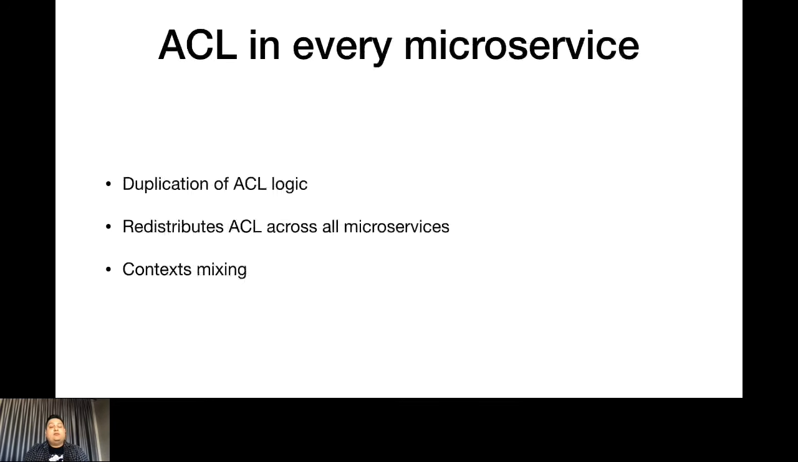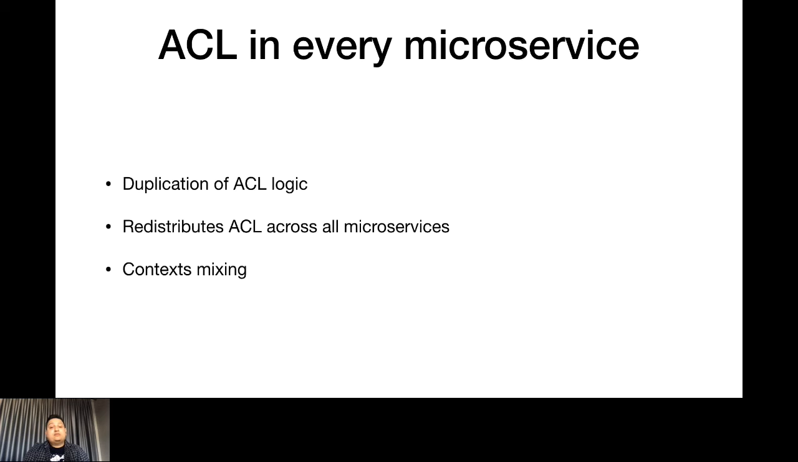The second approach is to have our ACL in every microservice. And it's not the best solution because we have duplication of our ACL logic, users management, and some kind of stuff from this world. And we also redistribute our ACL across all microservices, and we introduce context mixing because our microservice then is not only dealing with the business capability that it was designed to do, but also, to some extent, with the ACL logic.